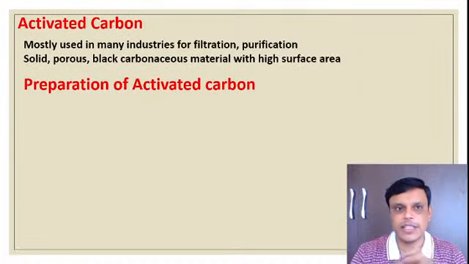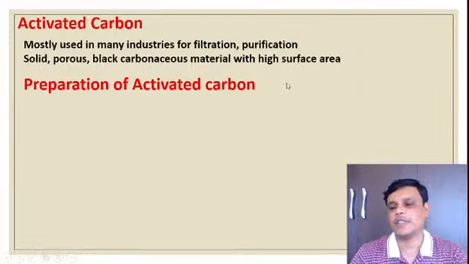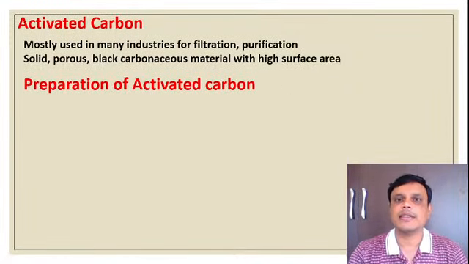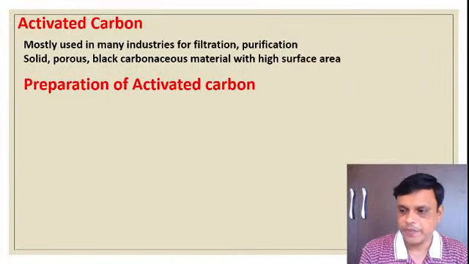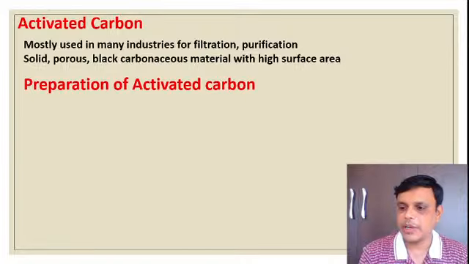It is porous in nature. First of all, it is solid, then it is porous, and it is a black carbonaceous material with high surface area. So a very important property of activated carbon is that it possesses a high surface area. Now the next question: how to prepare this activated carbon?